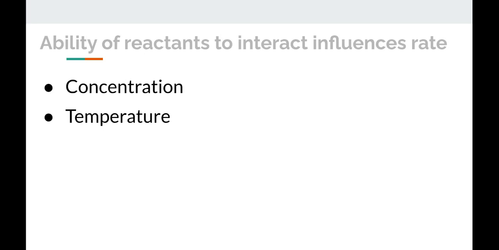Another one is temperature. If the particles are moving faster, which is what higher temperature means, that means they're colliding with everything more often, and that means they're colliding with each other more often, and that means their ability to interact is increased.